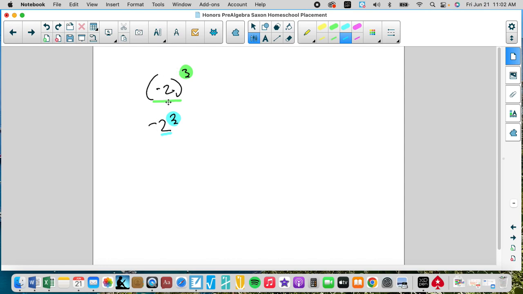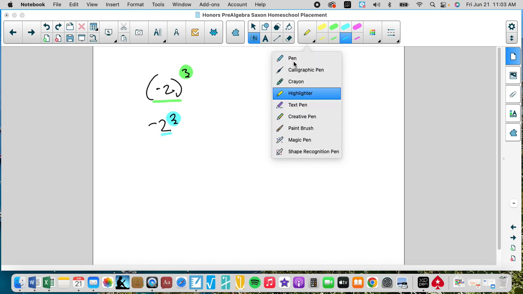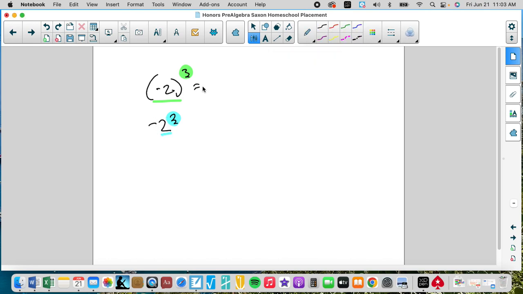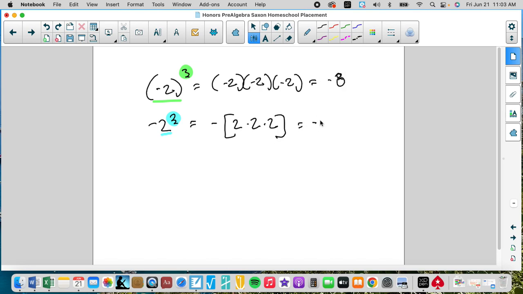So the parentheses, Chewbacca, holds the negative with it. There's no Chewbacca here. So these are not necessarily tightly connected. So in actuality, here we have the base 3 times, but here we have the opposite of the base 3 times. So this is going to be -8. This is going to also be -8, but for a different reason. Okay, so same answer, which I don't like when we do it in this way, but you're going to get that. So very tricky, very important.